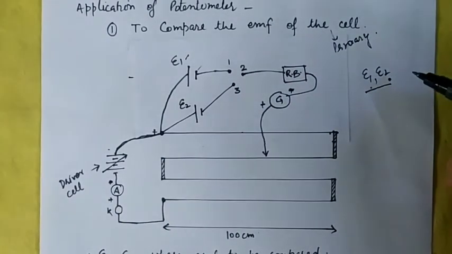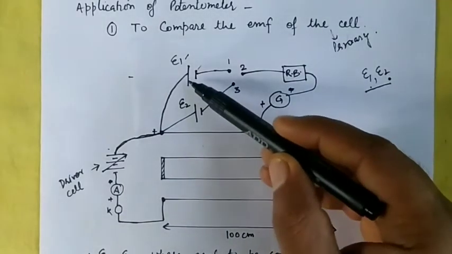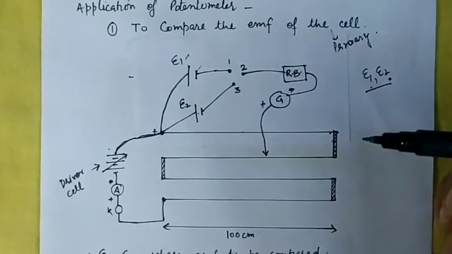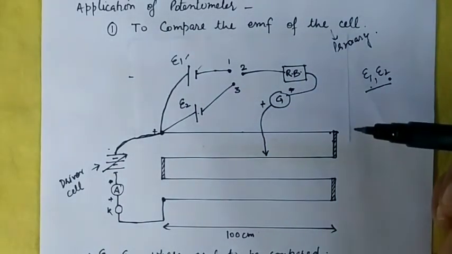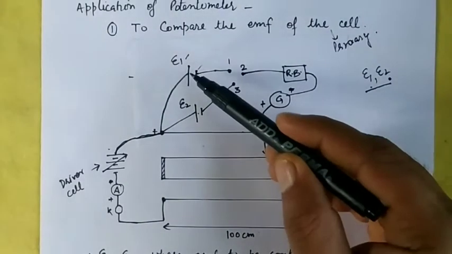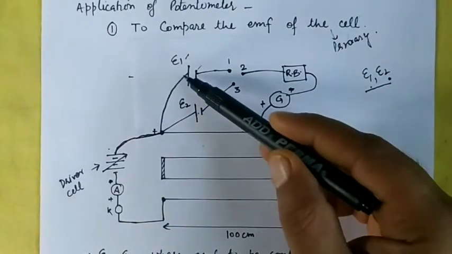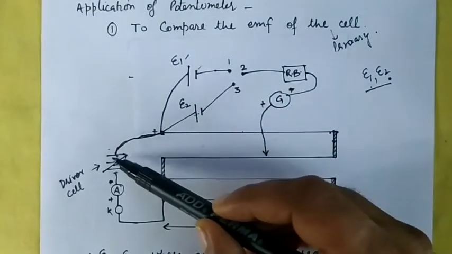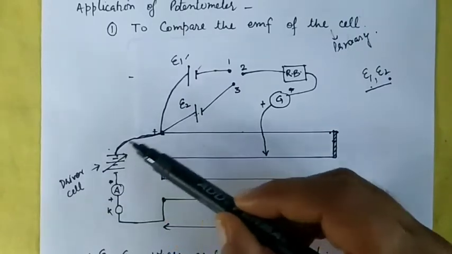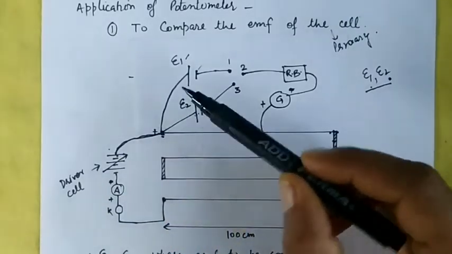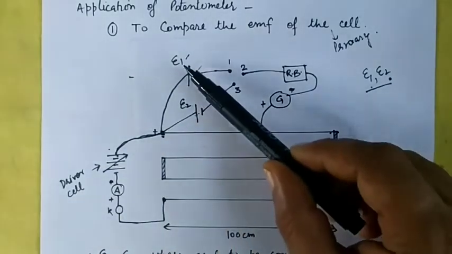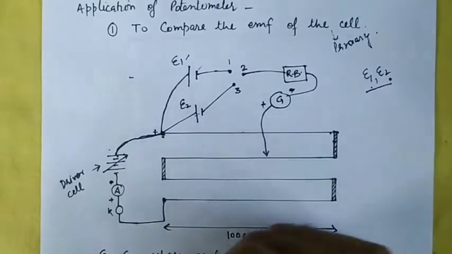I want to compare the EMF of these cells. So I attach these two primary cells as shown here. This we should keep in mind that the positive terminals of both the cells should be connected to the end where the positive terminal of the driver cell is attached, or the positive terminals of all the cells, driver cell and E1, E2, should be connected together.